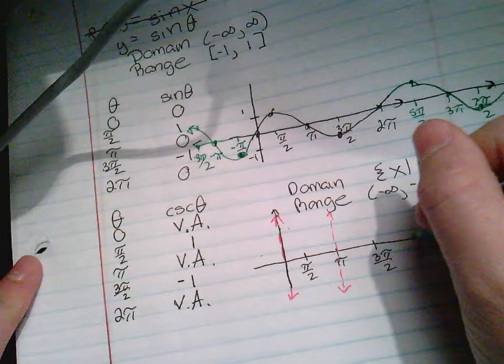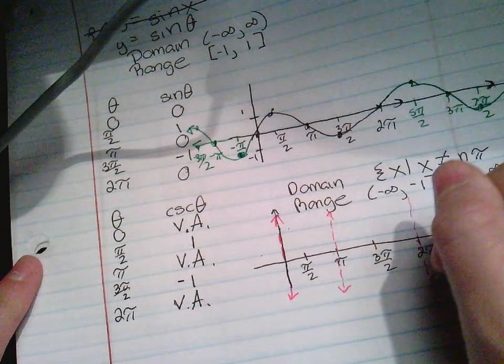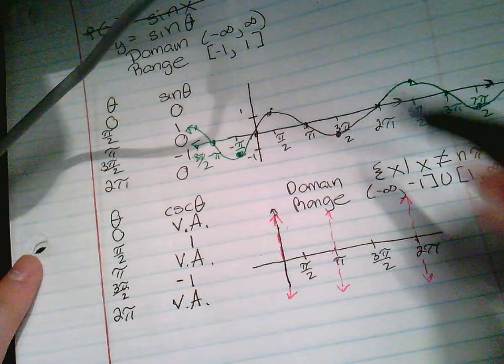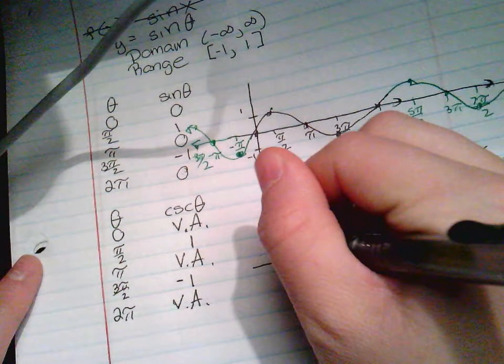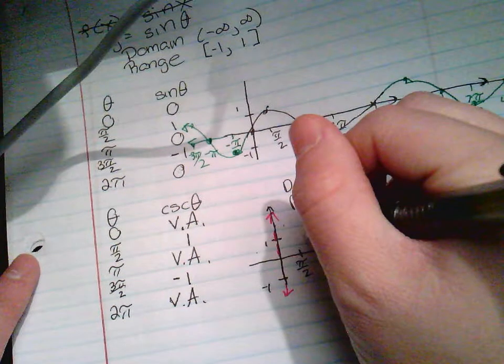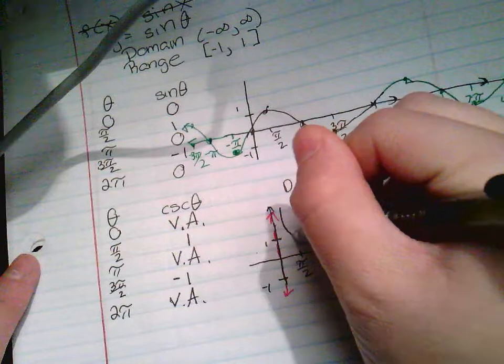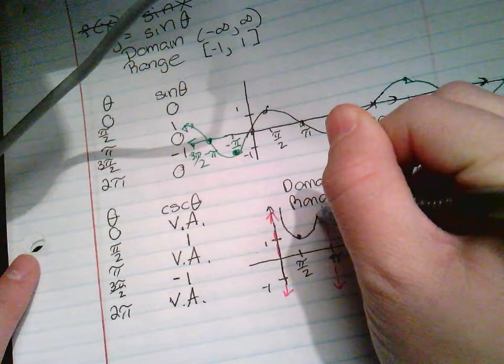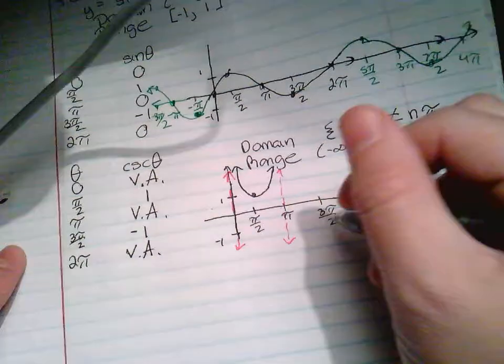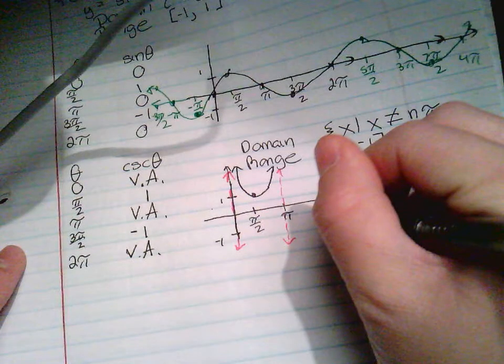Okay, and how you do this? So here's 1 right here. Here's negative 1 right there. Cosecant of pi over 2 is 1. Okay, and then you just kind of go along the lines of the vertical asymptotes like that. Okay, cosecant of 3 pi over 2 is negative 1. And you just kind of drift along the vertical asymptotes like that.